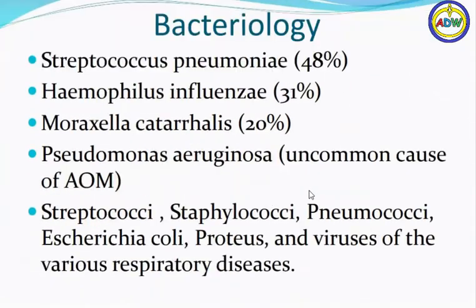Okay. Next, what about the bacteriology? Which bacteria are most common in acute otitis media? Mostly it is Streptococcus pneumoniae, 48%. H. influenzae also, 31%. Moraxella catarrhalis. These are the 3 main microorganisms which cause acute otitis media.